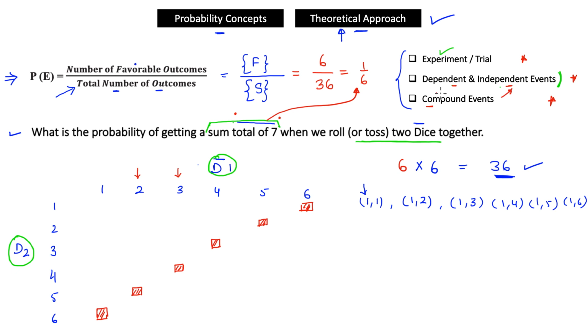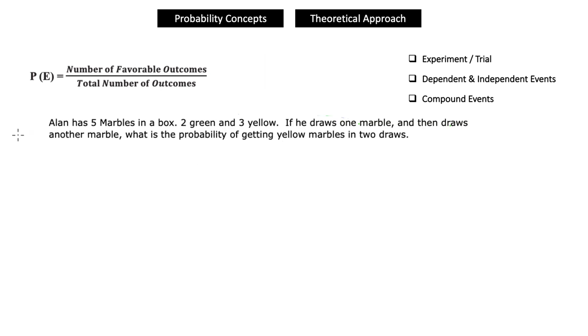So that's one. Now let's take a look at another example in which we'll talk a little bit more about how you handle a situation in which you have to really talk about the dependency between events. Okay, so let's take a look at that. Consider the situation for Alan. He has 5 marbles in a box, 2 green and 3 yellow, right? Alan draws 1 marble and then he draws another marble. What is the probability of getting yellow marbles in 2 draws?